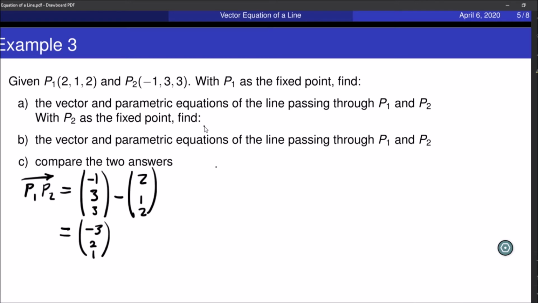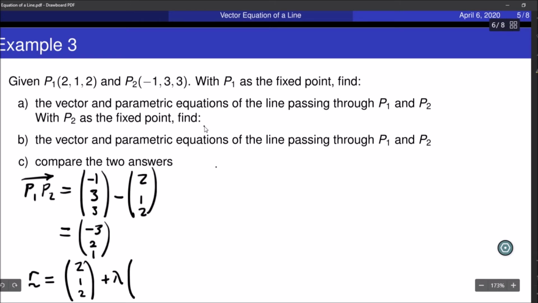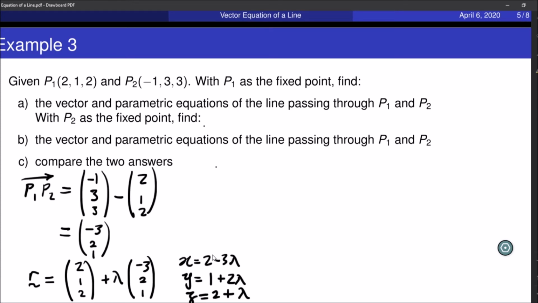Okay, so in this case, how do we get the vector equation of the line? Any point on the line has to be the same as your starting point plus a scalar multiple of the direction vector. This defines the direction, this is the scaling factor, and this is your starting point. And of course, we can write the parametric equations: x equals 2 minus 3 lambda, y equals 1 plus 2 lambda, and z equals 2 plus lambda. And this is the perspective of the first line.